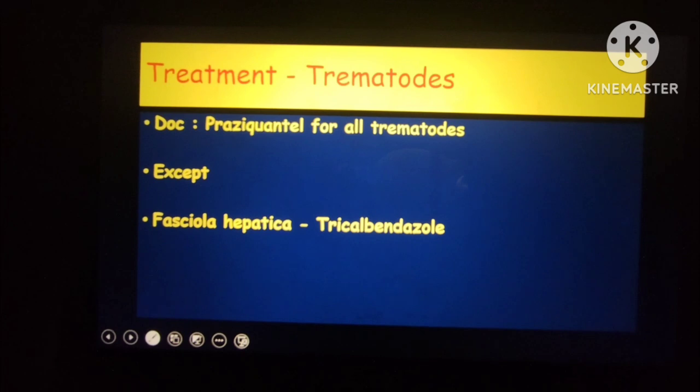What is the drug of choice for all the trematodes? You can give praziquantel, except for Fasciola hepatica, where the trick is triclabendazole. So this completes the trematodes.